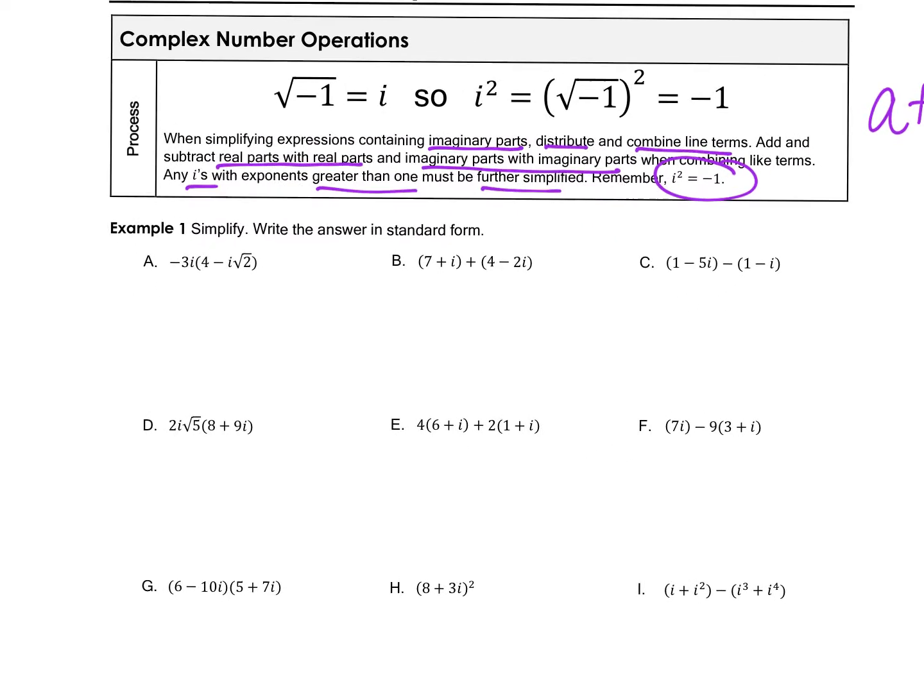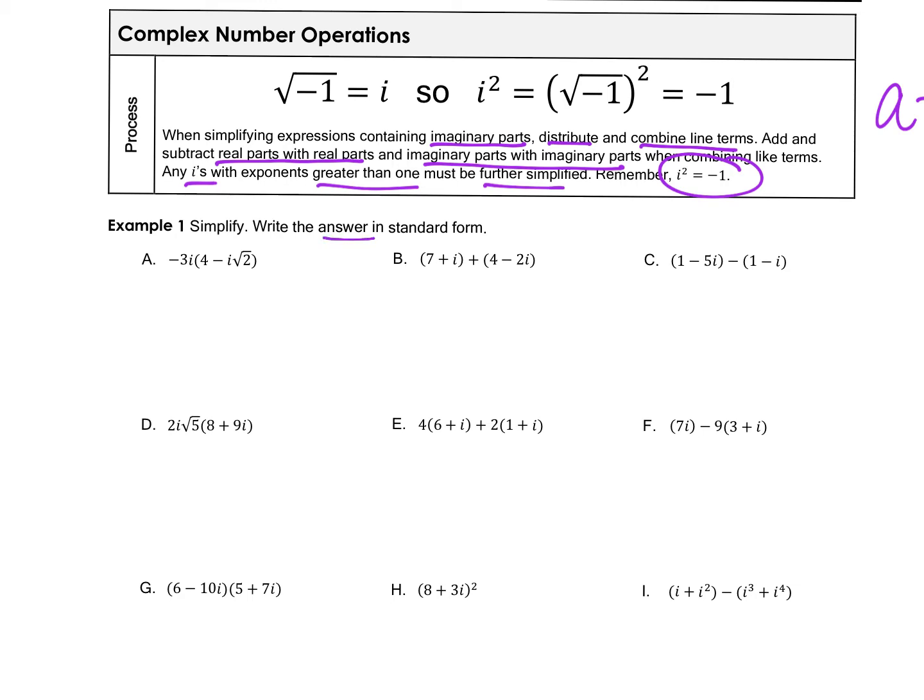All right, so example 1, we're going to simplify and write the answer in standard form, which we already went over. It's a plus bi. So notice I have parentheses. You do it the same way as if that i was just like a variable. So I'm going to distribute. That's negative 12i. And then multiplying those, you're multiplying outsides together. So that's negative 3i times a negative i is a positive 3i squared. So we add the exponents when we multiply. And then square root of 2.